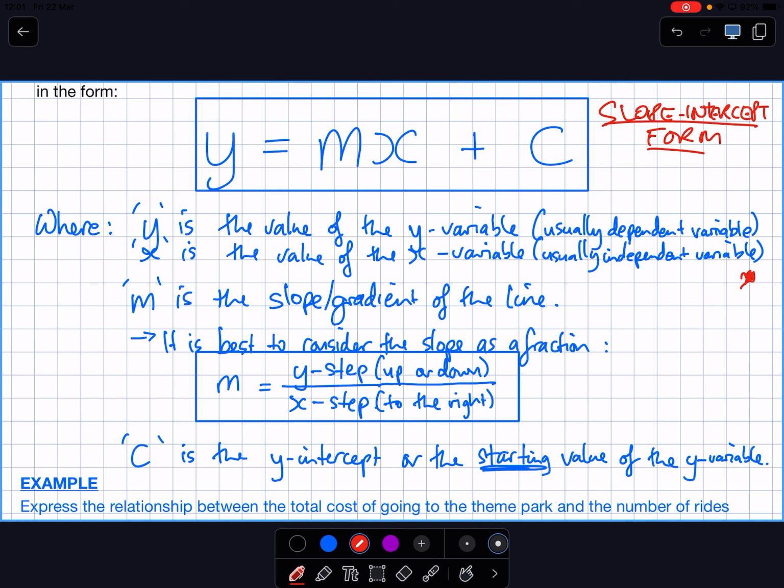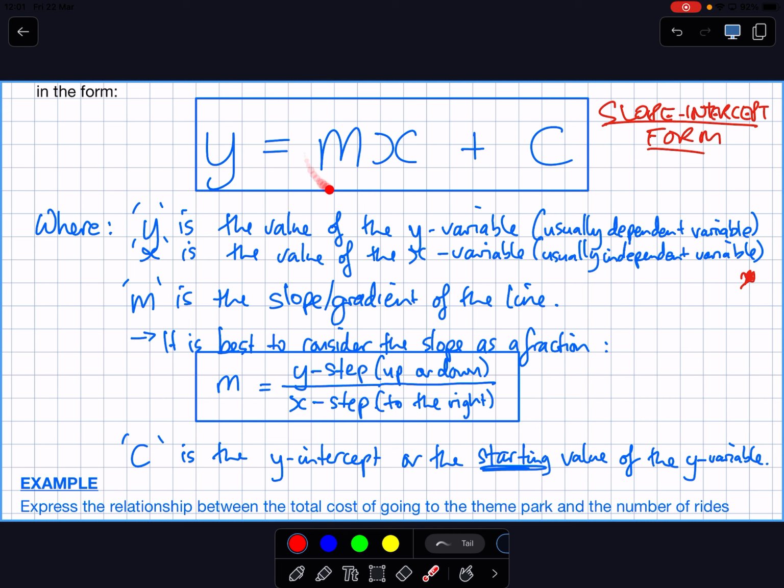All right, I'll get into my explanation of slope. M stands for the slope or gradient of the line. Your previous teachers have probably said slope is rise over run. That works, but there's more to it. I'd rather be specific about it.